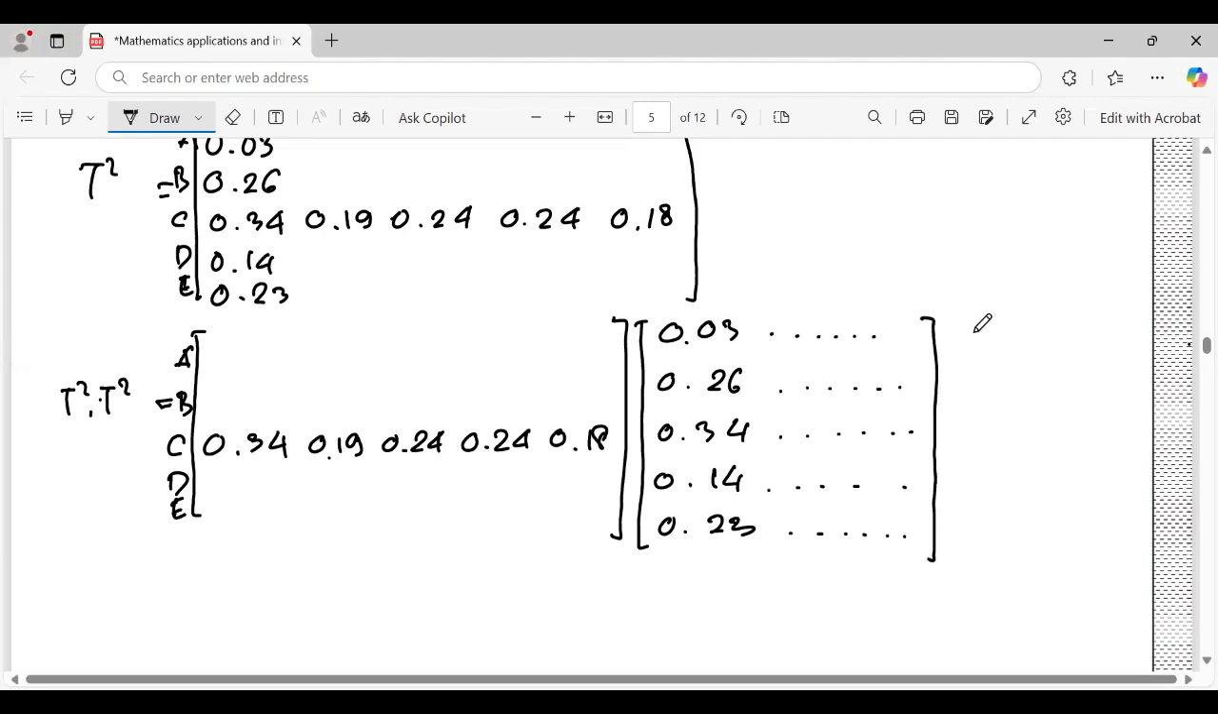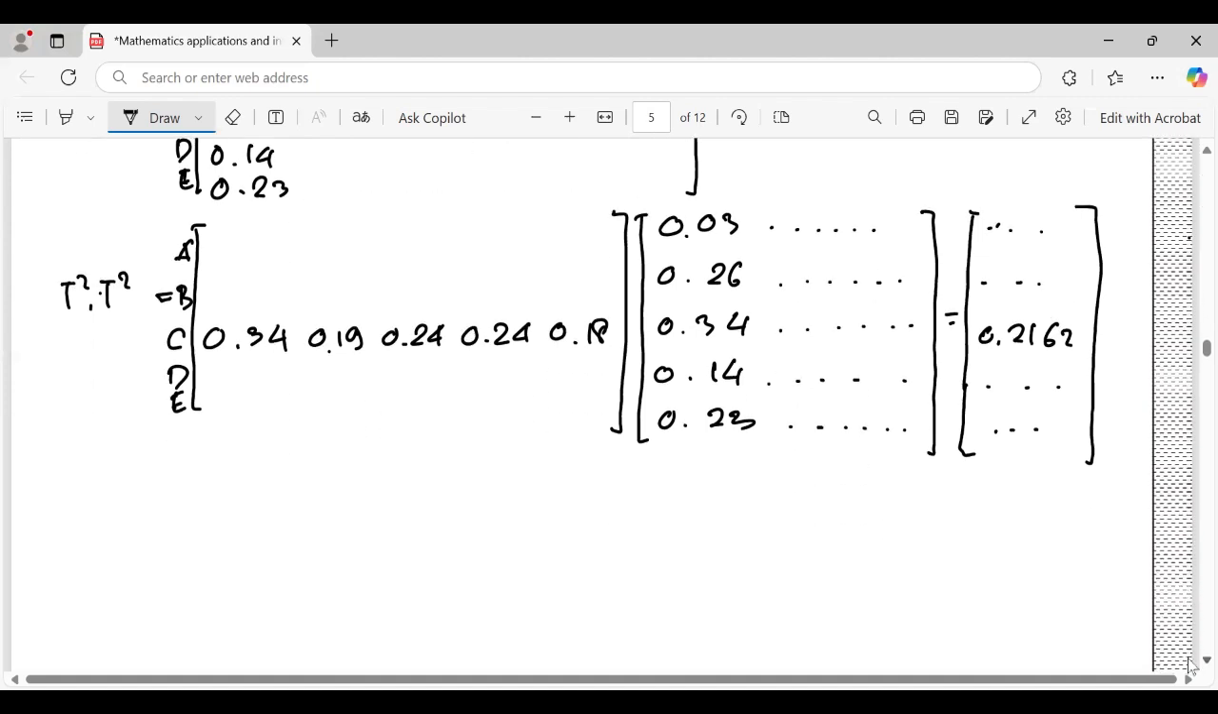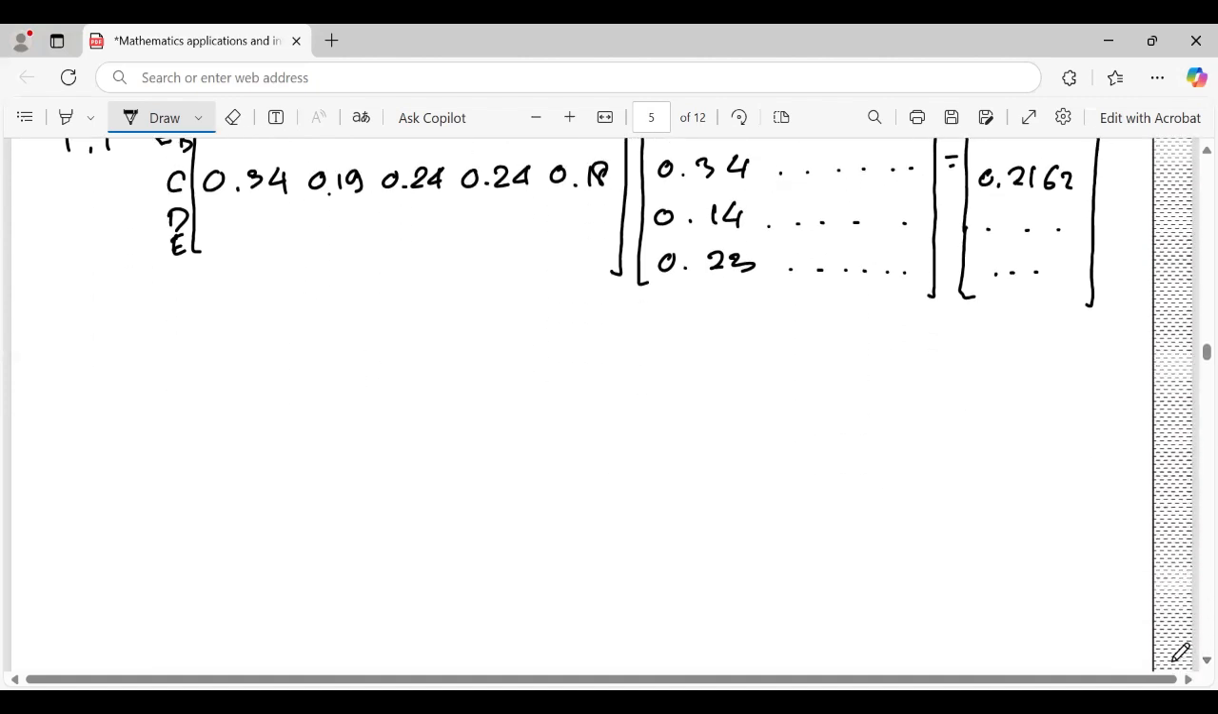Okay, and if you calculate, the result is, I will concern only the row C. Row C, 0.2162. That is T power 4.